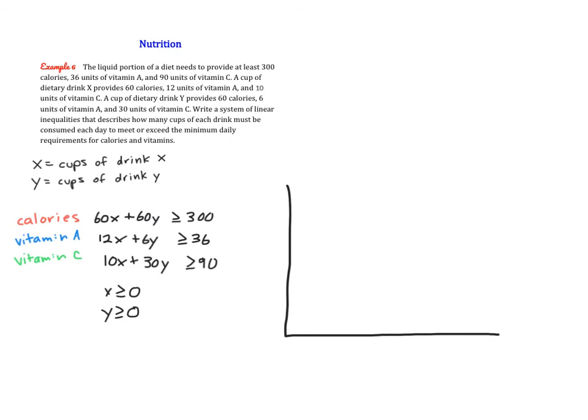So that calorie equation, which I'm going to graph in red, would look something like this. The vitamin A equation looks something like this. And the vitamin C equation looks something like this. So remember, our solution set is for all of those, we're shading everything above. So it's just going to be a large unbounded set, but like this.